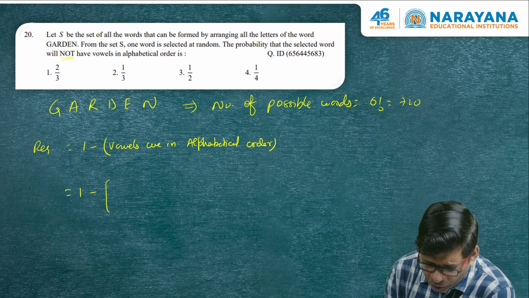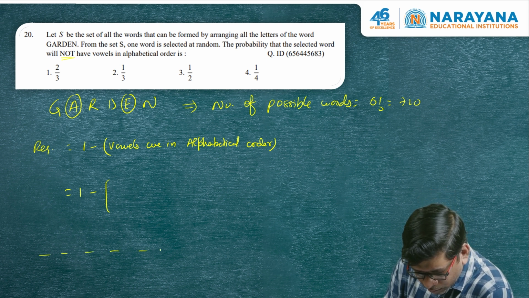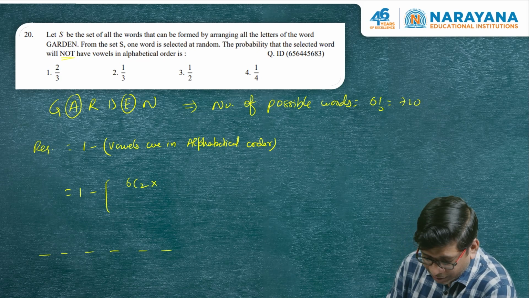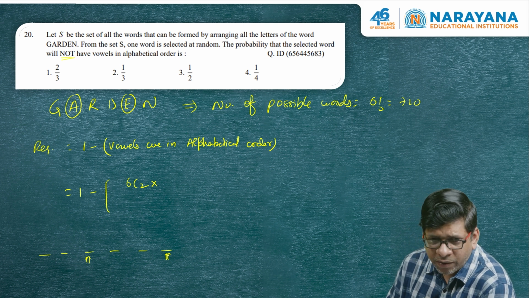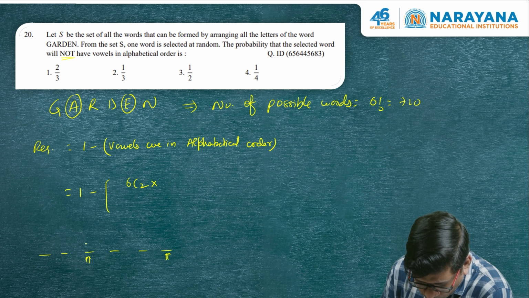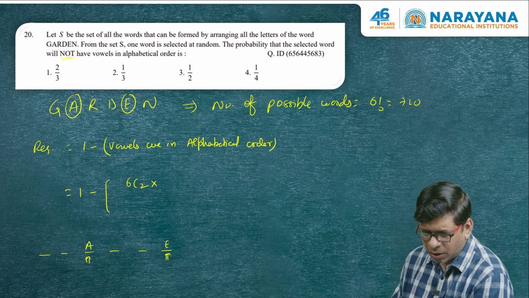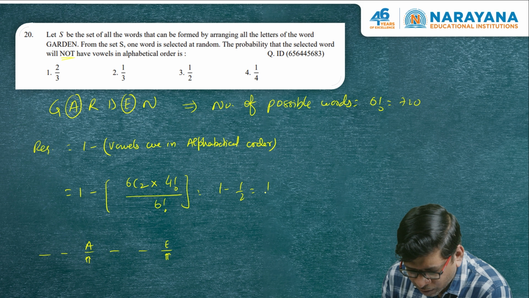Okay. So if you observe, there are only 2 vowels. So out of the 6 places, select 2 places for the vowels. Whichever places are selected, suppose this and this is selected. If you want what we have written, vowels are in alphabetical order. So if these 2 places are selected, then compulsory this should be A and this should be E, because they should be in the alphabetical order. At the remaining 4 places, the remaining 4 will be arranged by 4 factorial out of total 6 factorial, so 1 minus 1 by 2, which is 1 by 2.